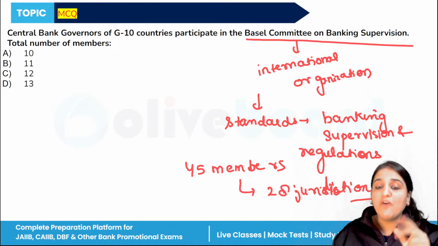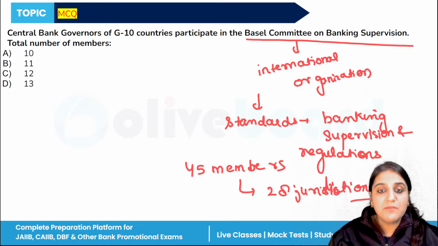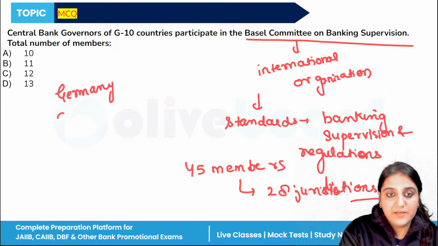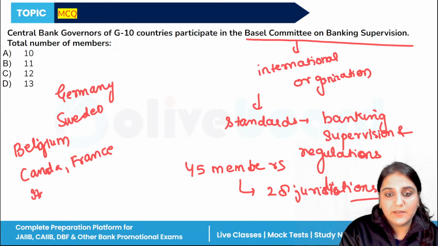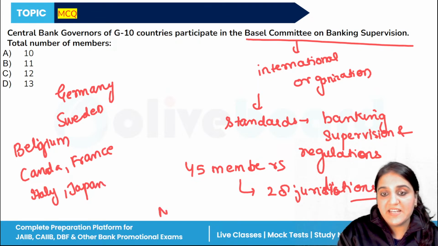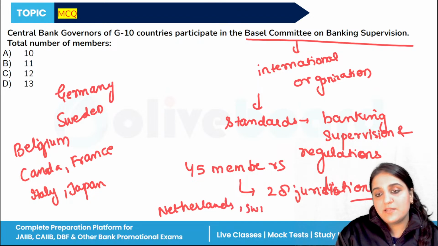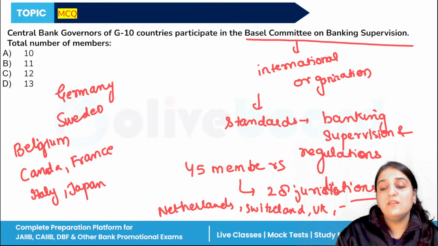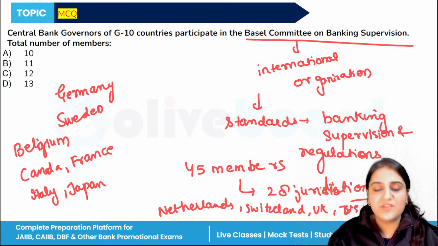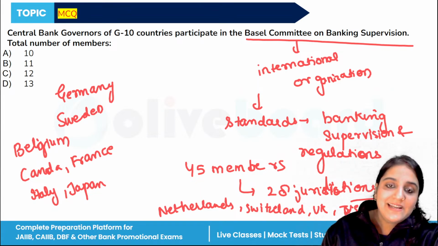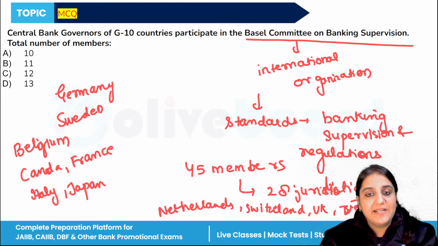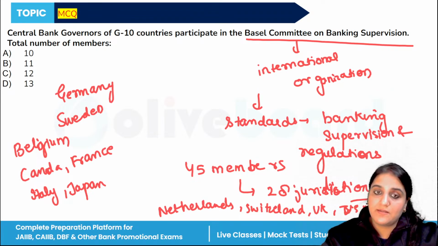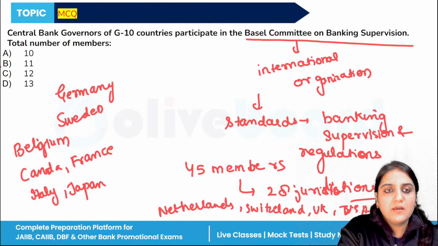And the G10 is made up of 11 industrialized nations, including central banks from Germany, Sweden, as well as the governments of Belgium, Canada, France, Italy, Japan, the Netherlands, Switzerland, the United Kingdom, and the United States. The G10 was established in 1962 to lend money to the International Monetary Fund, and its members meet regularly to discuss, debate, and cooperate on international finance. So which is the correct answer here? Option B is correct.